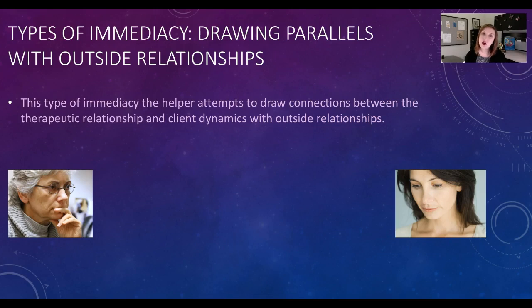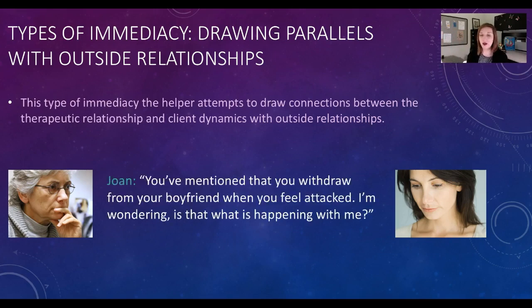And then the last one is drawing parallels with outside relationships. This can be a very useful skill, but spoiler alert, it's very easy to sound judgmental, so be cautious, but this can bring a lot of nice change. So in this type of immediacy, the helper is drawing connections between the therapeutic relationship in the room and dynamics that the client has with outside relationships. So an example of that, Joan might reference something the client has said about how she reacts to other people. Joan could say, "You've mentioned that you withdraw from your boyfriend when you feel attacked. I'm wondering, is that what's happening with me?"